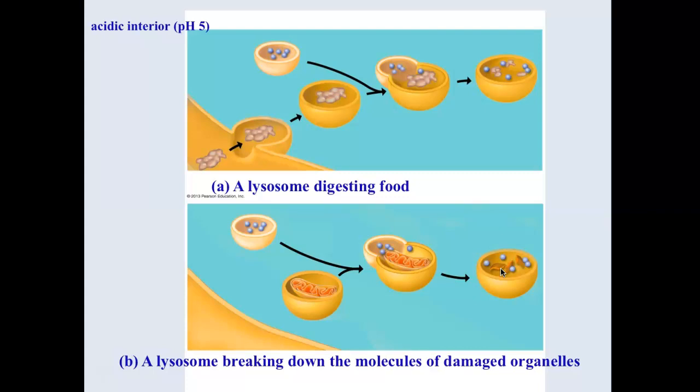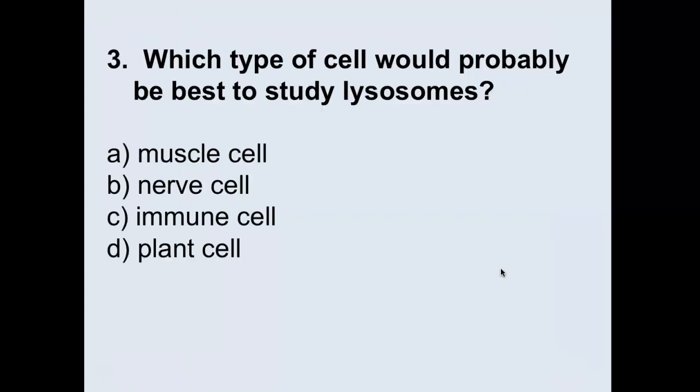It goes and it can fuse with a vesicle that needs to get broken, with substances that need to get broken down. Okay, which type of cell would probably be the best to study lysosomes? Take a look at what you think. The answer is letter C, immune cells.